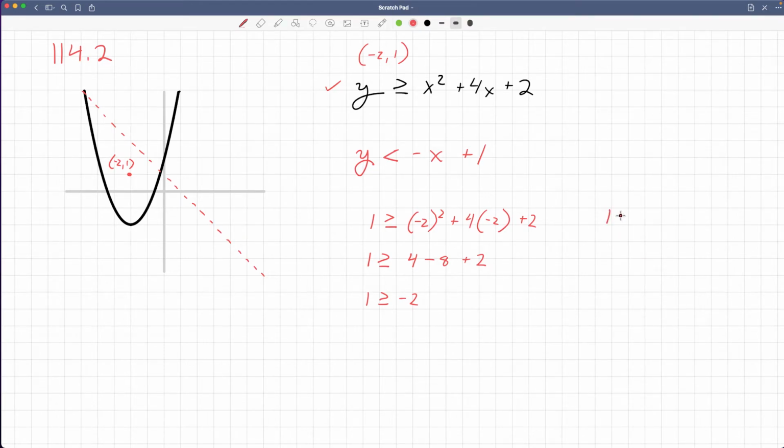So 1 is my y. 1 is less than -(-2) plus 1. So 1 is less than, negative times negative is positive, so 2 plus 1, 1 is less than 3. So this one is correct also. So that tells me that the points in that area that we have determined do indeed make them true. So I'm going to use a smaller little highlighter here to get all of this nice and shaded.